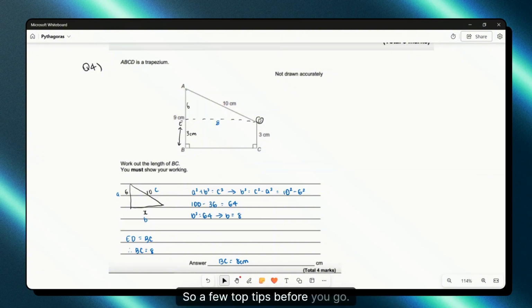So a few top tips before you go. Make sure you're always checking your calculations. Make sure you're always squaring and square rooting correctly and giving answers to the correct number of decimal places where specified. Also make sure that the units are consistent. So if one side is given in meters and one side is given in centimeters, make sure you convert correctly and give your answer to the unit specified.